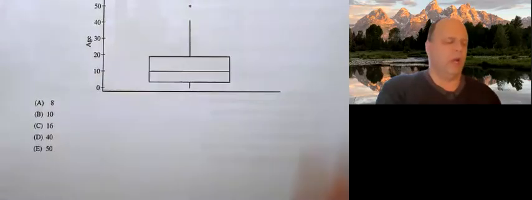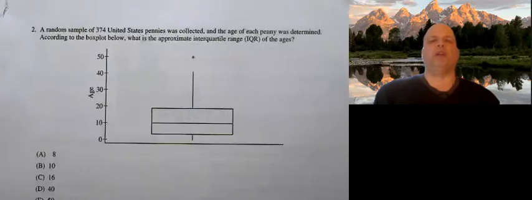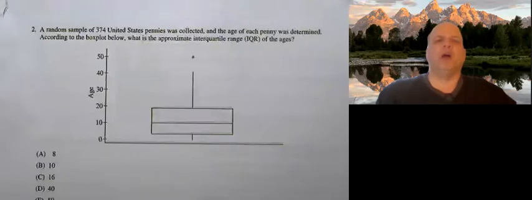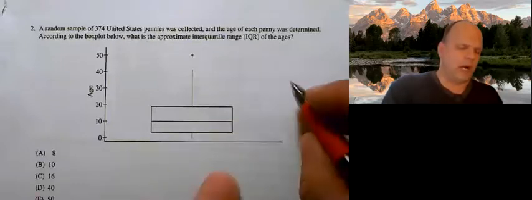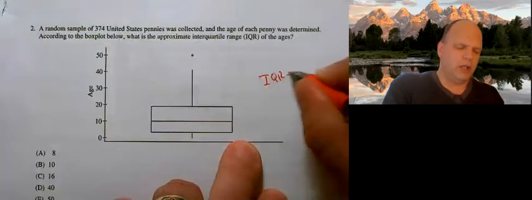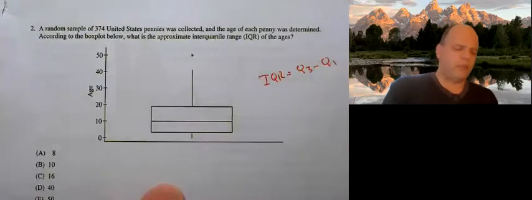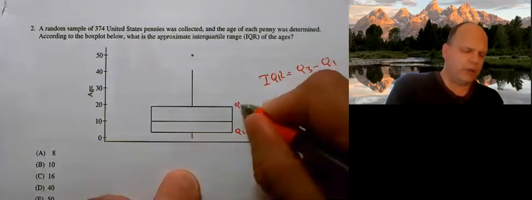Number two, a random sample of 374 United States pennies was collected, and the age of each penny was determined according to the box plot below. What is the approximate interquartile range of the ages? Well, remember, IQR equals Q3 minus Q1.